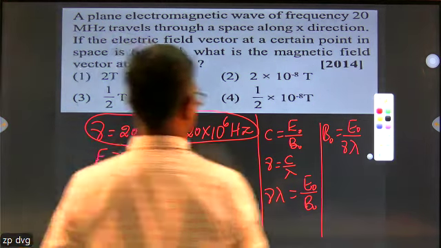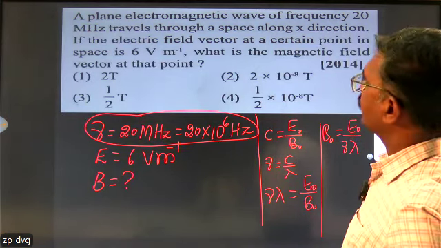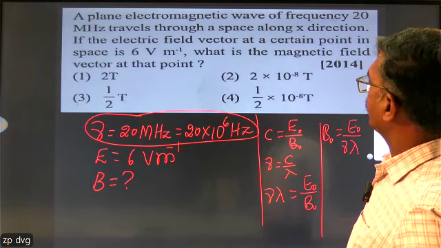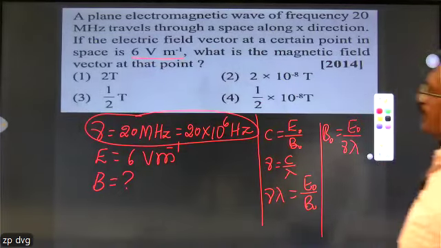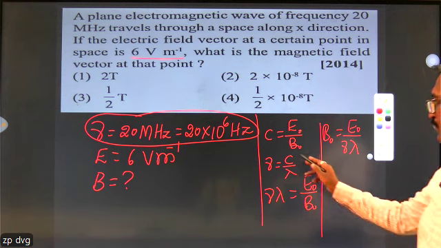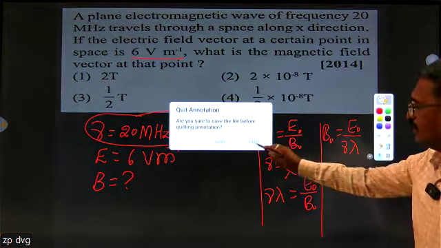What is the magnetic field vector at this point? Calculate B naught. Given a plane electromagnetic wave of frequency 20 megahertz traveling through space along the x direction. If the electric field vector at that point is 6 volt per meter, what is the magnetic field? How to calculate the magnetic field? mu C is equal to E naught by B naught, or mu is equal to C by lambda. So try it. It will take some time.